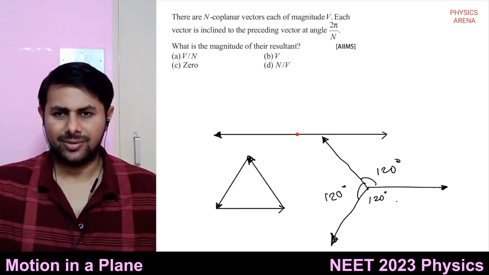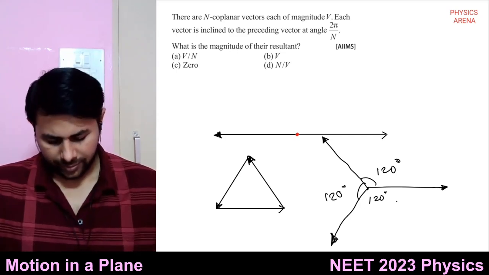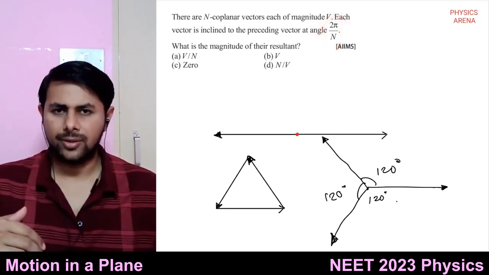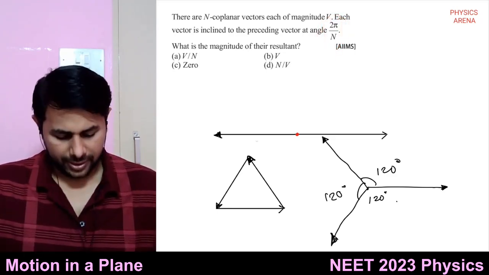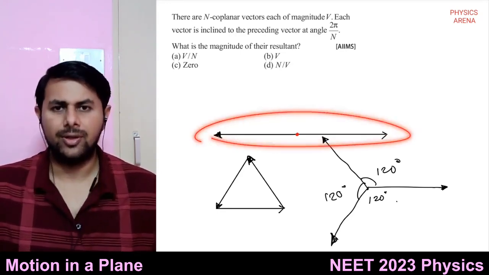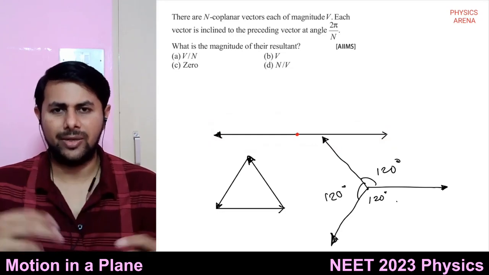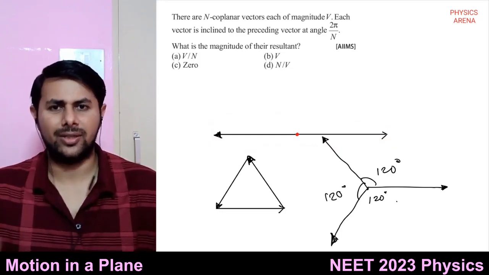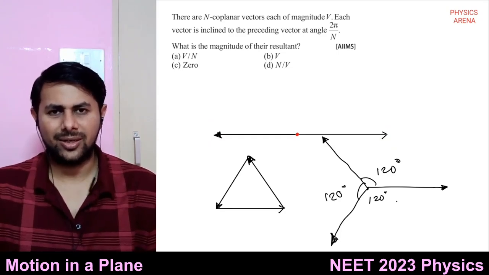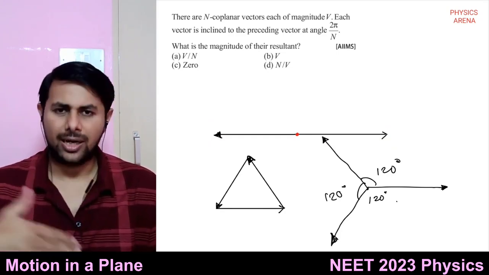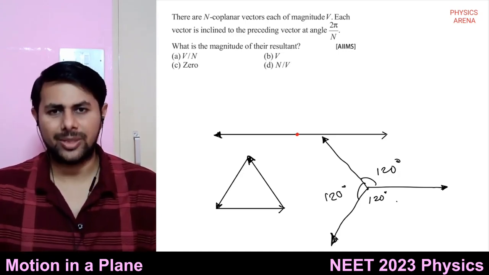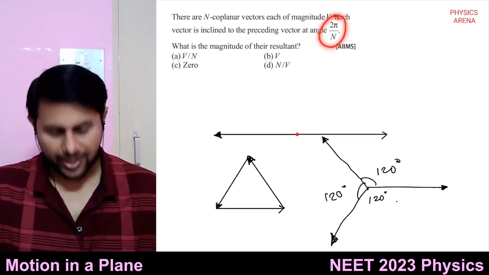Okay, so now, 2 onwards. Exclude this case of 2. So 2 onwards, if n is equal to 3, 4, 5, anything, you will get a polygon. So how are the vectors in that polygon? They are aligned with respect to each other with this angle 2 pi divided by n.